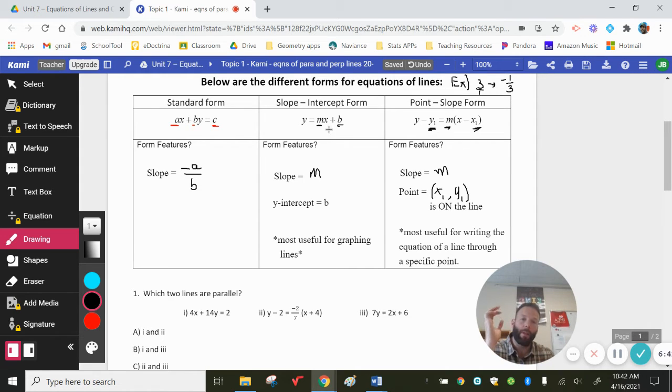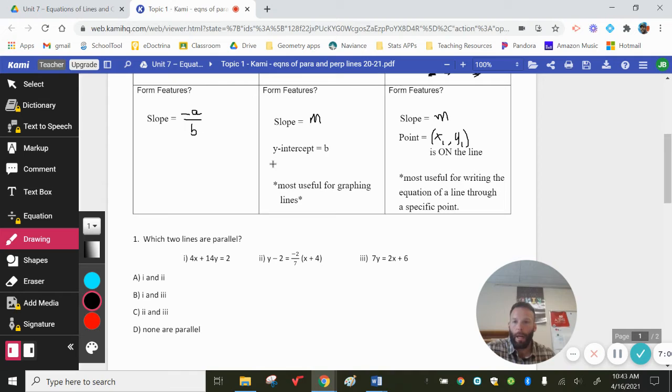So these are the three different forms of lines. And if it's not one of these three, then what we can do is manipulate that equation to make it one of these three forms. Okay, so let's look at a couple of example questions here and see how I can do this.